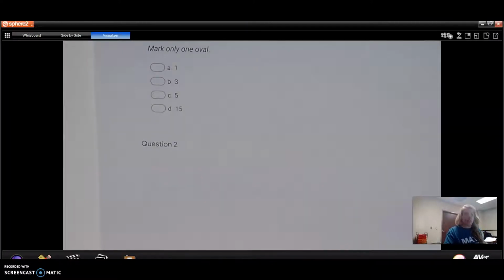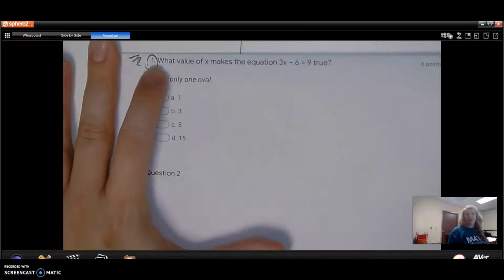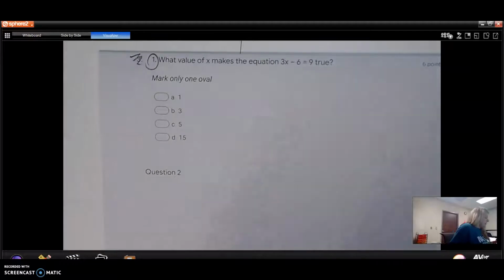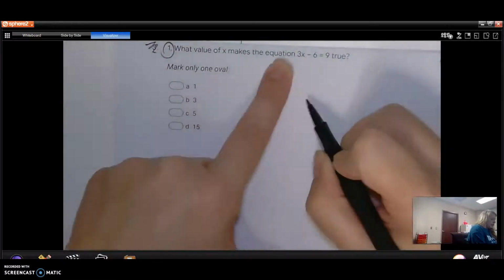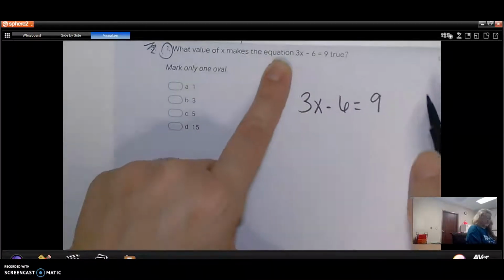Let's look at these questions. So I just printed out the form, so it might look a little different. Pay attention to these numbers. So for number 1, what value of x makes the equation 3x minus 6 equals 9 true? All right, so we are just going to solve this equation. 3x minus 6 equals 9, okay?